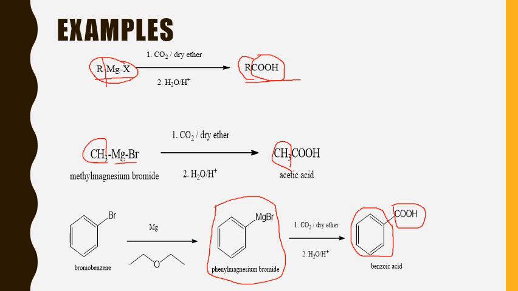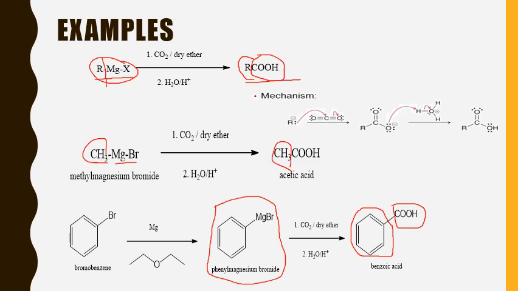So convert this bromobenzene to the corresponding Grignard reagent, which upon reaction with carbon dioxide and then hydrolysis will give you benzoic acid. So this way you can prepare any number of carboxylic acids, where you can have the easier preparation from Grignard reagent.